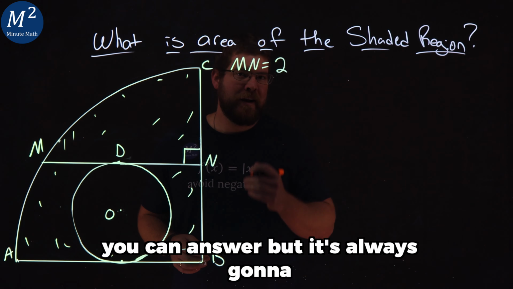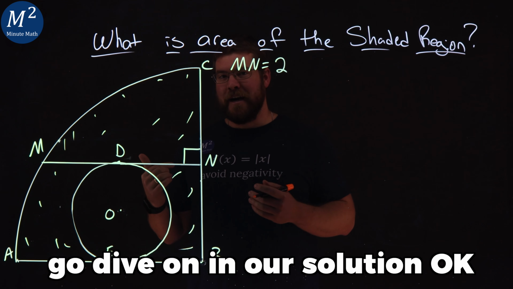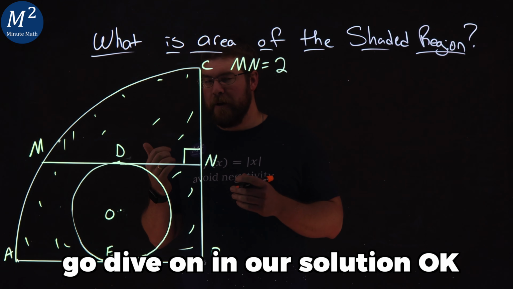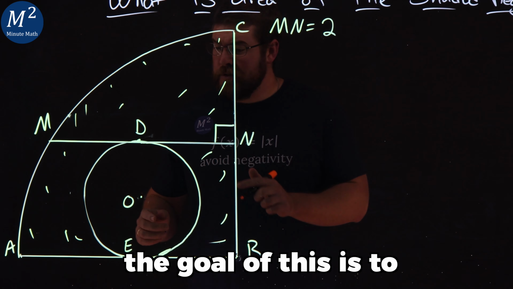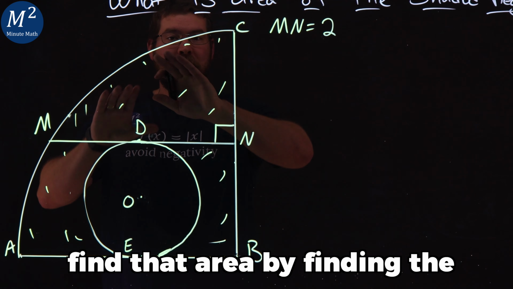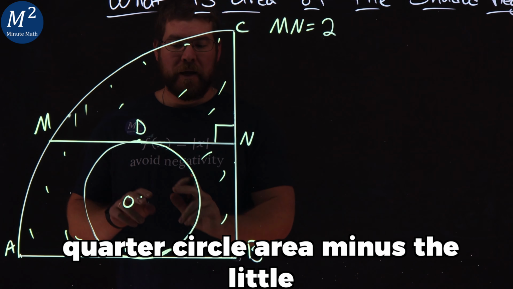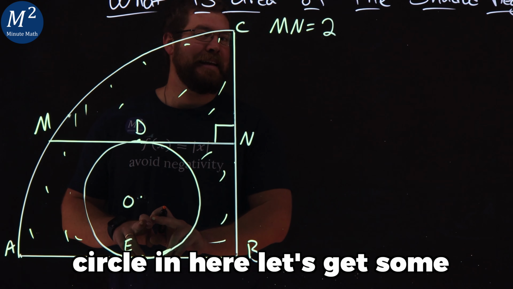Let's pause this video, see if you can get an answer. But as always, we're gonna dive on in to our solution, okay? So I said in the beginning, the goal of this is to find that area by finding the quarter circle area minus the little circle in here.